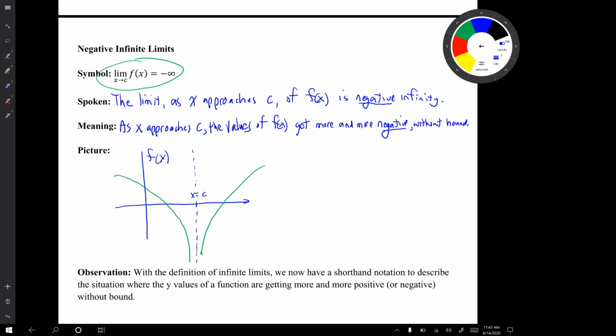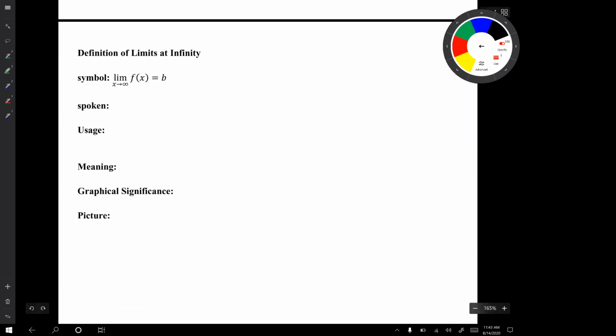So an observation. With the definition of infinite limits, we now have a shorthand notation to describe situations where the y values of a function are getting more and more positive or negative without bound. Another kind of limit involving infinity is what is referred to as limits at infinity. The first kind that I will introduce is denoted by this symbol. This is spoken, the limit as x goes to infinity of f of x is b.